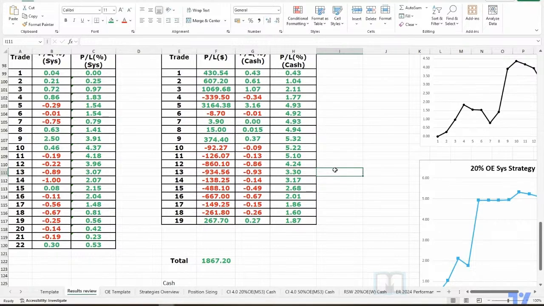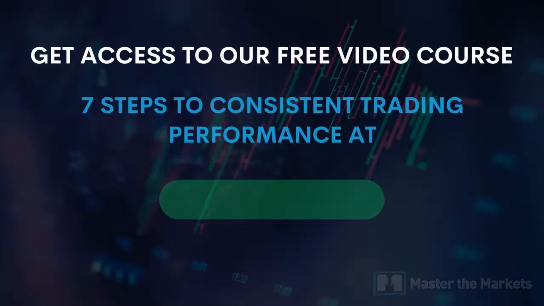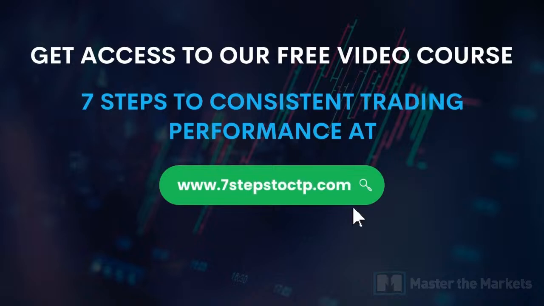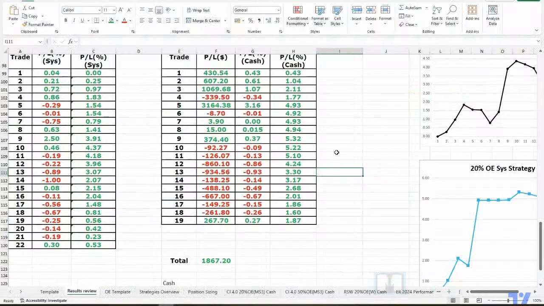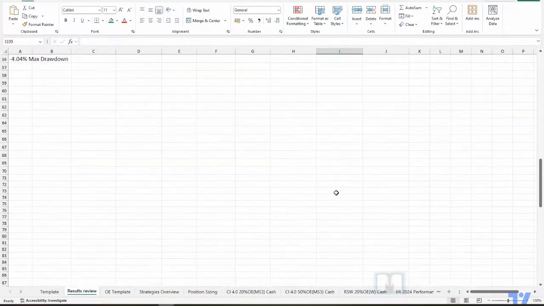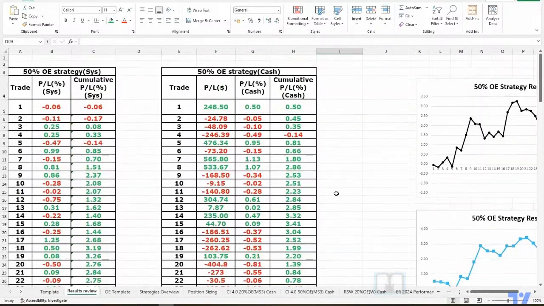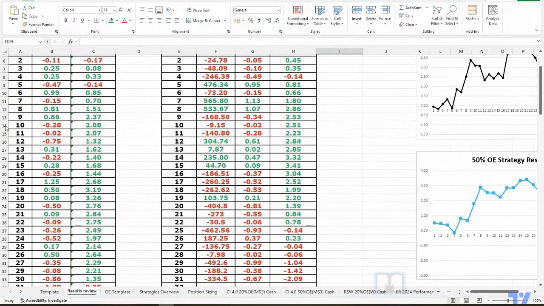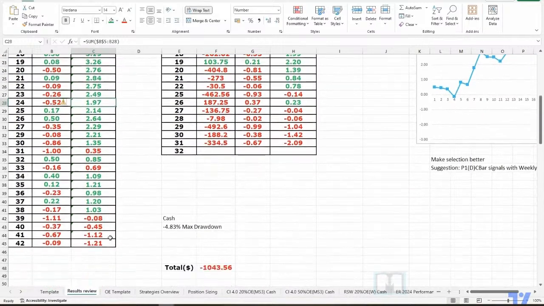And then the other thing I did want to mention: we were showing the 50% OE strategy over here on the top. The traders company that we were doing the 50% OE with, for some reason had to discontinue some of the accounts on the cash, so we are no longer doing that on the cash. However, we are still monitoring it on the system, which is down about minus 1.21. We'll keep updating you guys on how that is coming along.